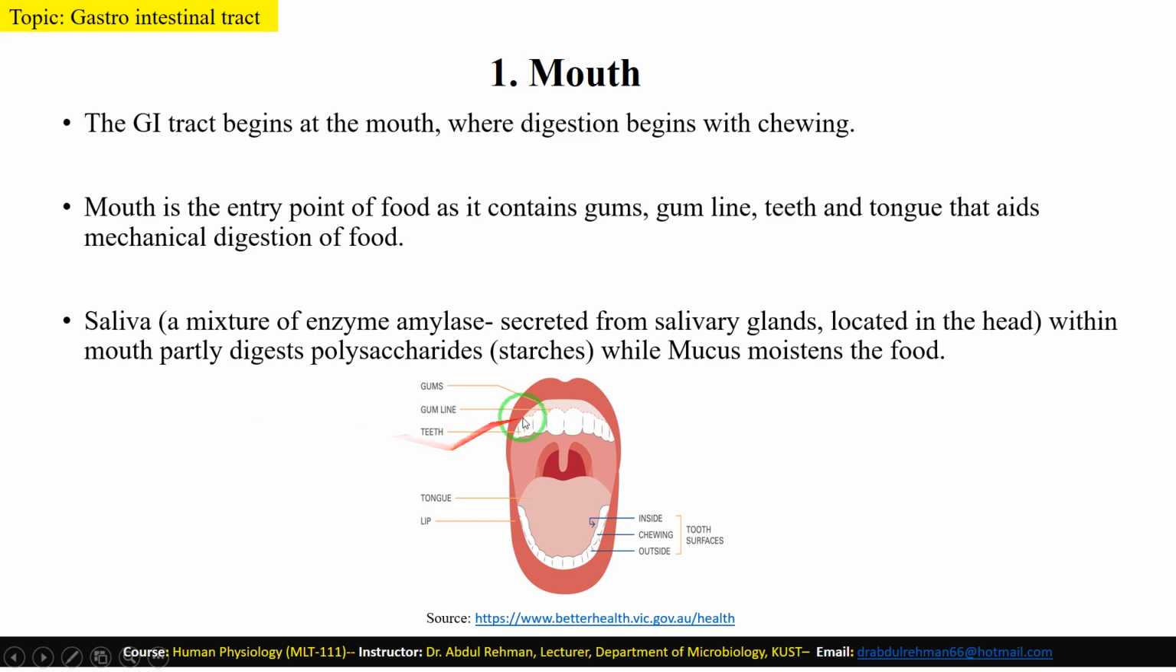So here you can see these are the gums, and these are the gum lines and teeth. Inside the mouth there is a tongue, and by the force of the upper and lower jaws which contain teeth, the food is chewed, and after chewing it is mechanically digested, meaning converted into smaller particles, and these particles are then easily swallowed to the next part of the GIT system, that is called the esophagus.